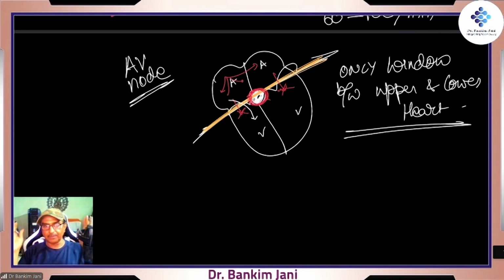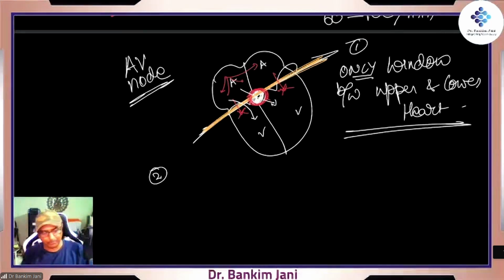This is the reason we shall be combining hemodynamics with the electrical system, because in reality both of them run together. But the AV node is the only window. That means if normally the current has to go from top to bottom, it has to go via the AV node only. This is the first and most important point.